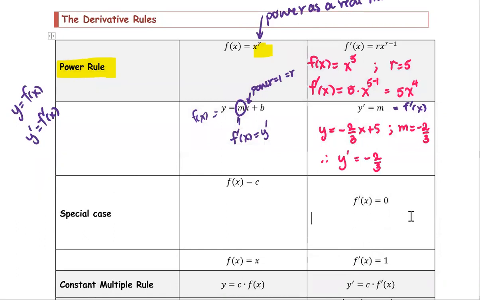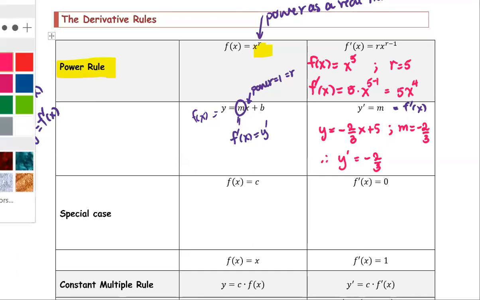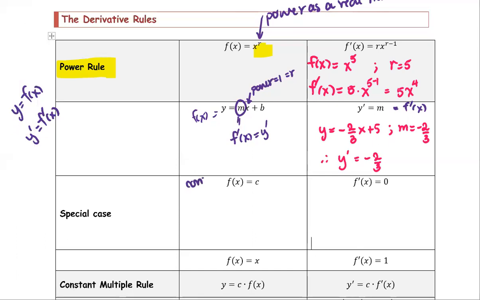And then a more special case, for when you are dealing with the constant function. I'm going to write a note. This one is called the constant function. That means when you plot the graph, you have a horizontal line. Think about the slope of the horizontal line. What would that be? The slope would be 0, right?